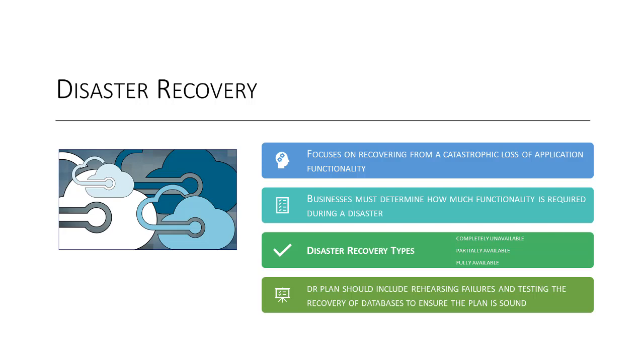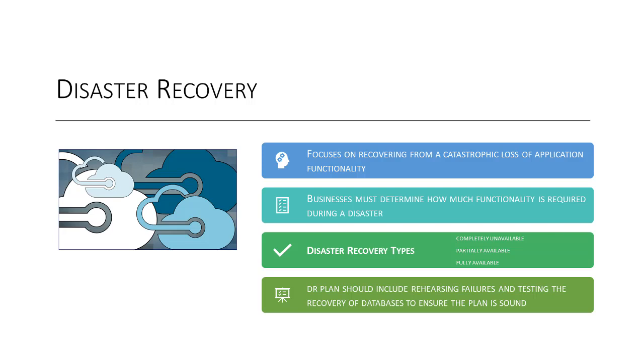This is because this level of functionality can take a few different forms. You have a situation where an application becomes completely unavailable. You can have an application that's partially available with reduced functionality, or you can have an application that is fully available in light of a disaster.